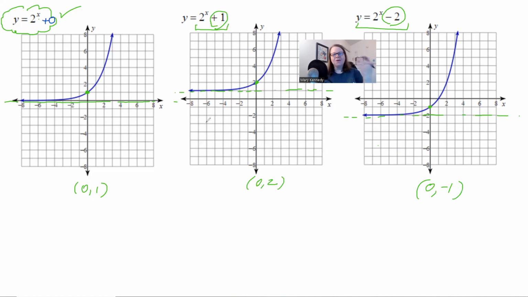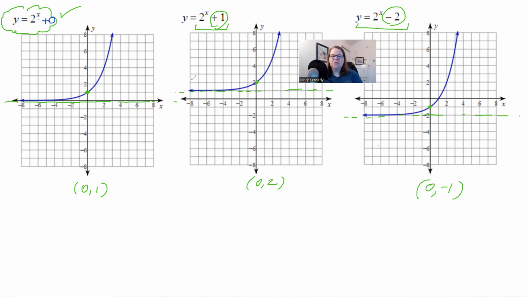but we don't say +0. You don't say, oh, I'm 16 + 0 years old. Like that doesn't make any sense, right? We wouldn't say that. So we don't say y equals 2 to the x + 0, even though there technically is a +0 at the end. That +0 is the shift up or down on the y-axis.